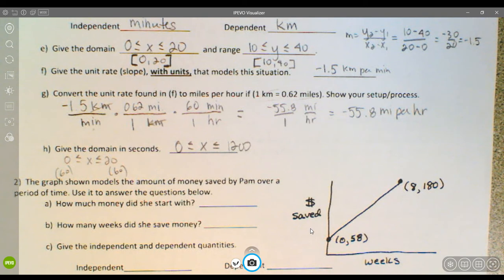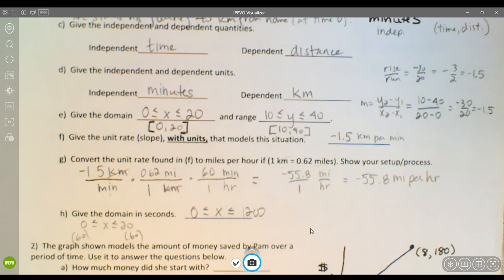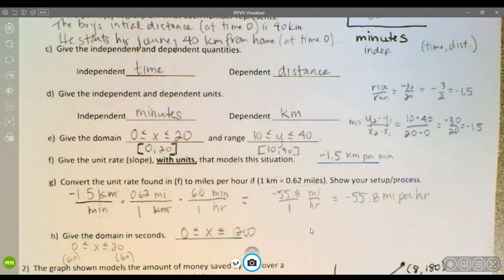So there's everything that we know for that graph. Just being able to answer questions. They're not just numbers anymore. They're values. They're meaningful values, I should say.